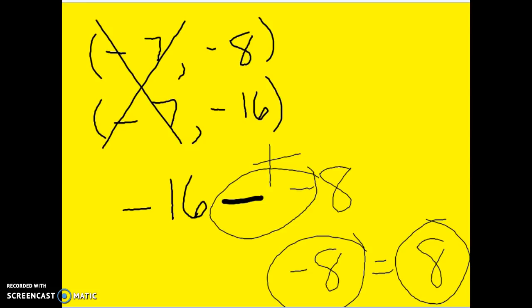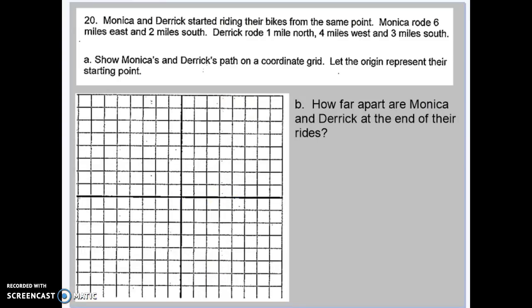So the next thing that I want you to do is take a look at this example. This is the last example on your sheet. It says Monica and Derek started riding their bikes from the same point. If Monica rode 6 miles east, 2 miles south, and Derek rode 1 mile north, 4 miles west, and then 3 miles south, we need to show Monica and Derek's path on a coordinate grid.